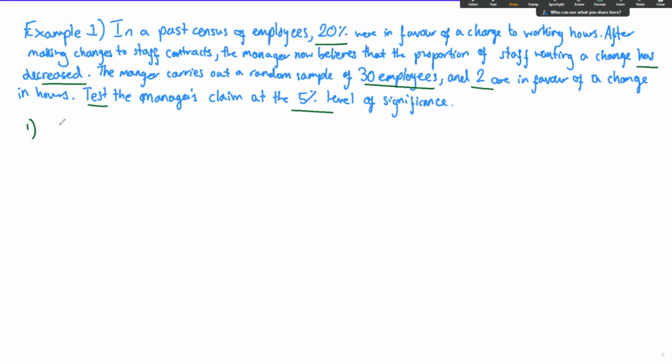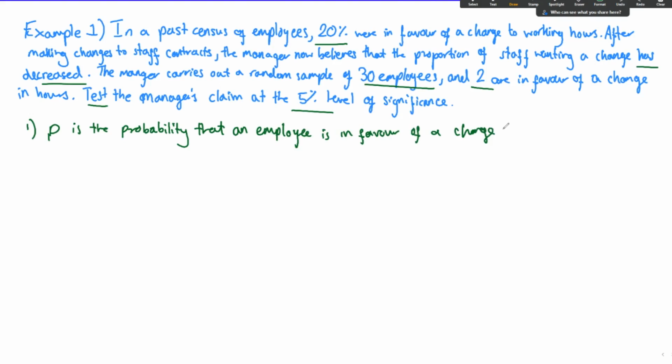So we're just going to say P is the probability that an employee is in favor of a change to working hours. So all we're doing is defining what P represents. We're not actually stating what P is, because that's what's up to debate.